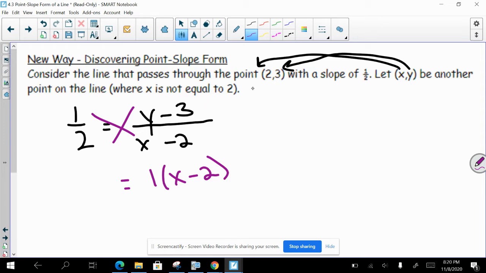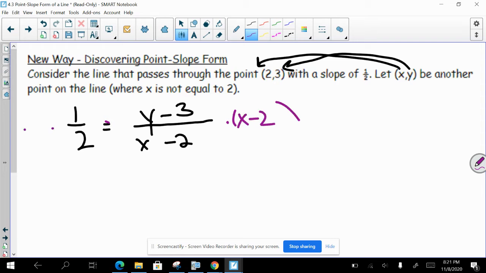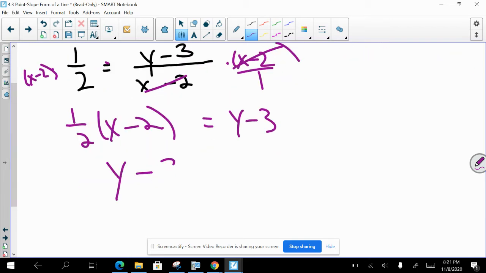Actually, hold on a second. I'm only going to cross multiply halfway. I'm sorry. One thing that we can do, instead of cross multiplying both ways, is just multiply both sides by the denominator of x minus 2, times x minus 2. So then on this side, we'll have 1/2 times x minus 2. And then the x minus 2's over here will cancel. So you can put this over 1. And then we'll have y minus 3. Now I'm going to just flip both sides of the equation around.